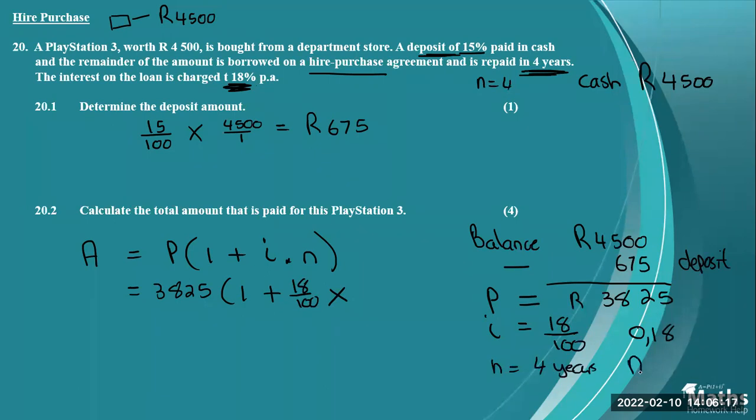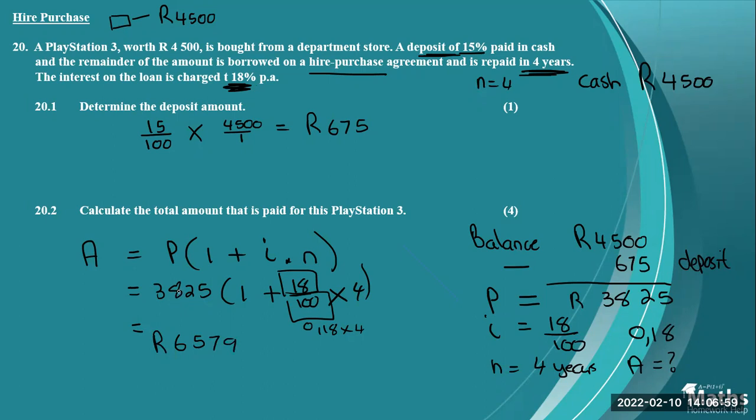And we need to figure out the final answer, because they said the total amount. So all you do now on your calculator, you type in this amount, open bracket, 1 plus, work with a fraction symbol, times 4. Or as I said here, what I normally do, I just type in 0.18 times 4. It's faster than working with fractions. Do make sure that you get 6,579 Rand.